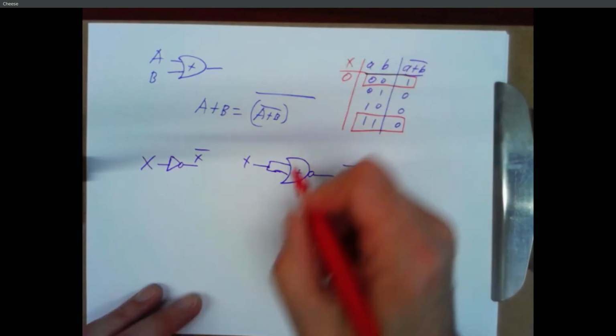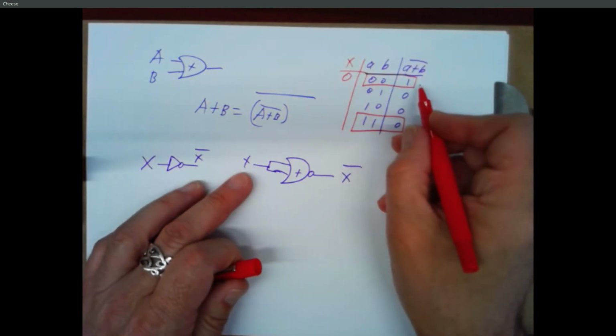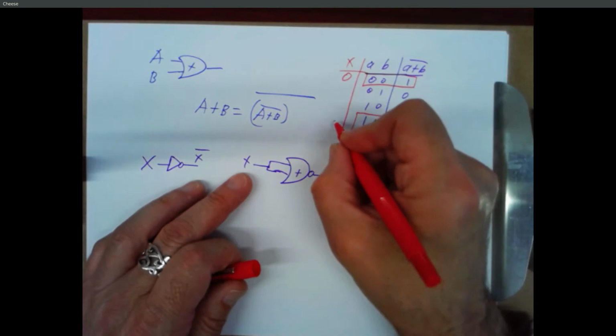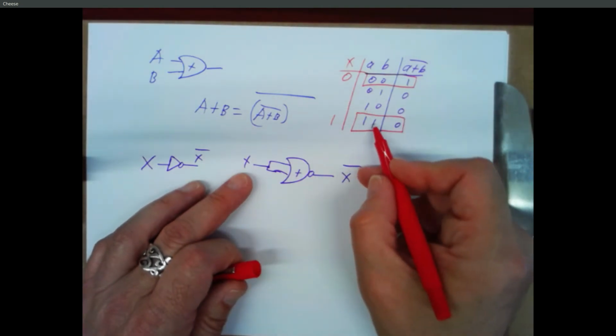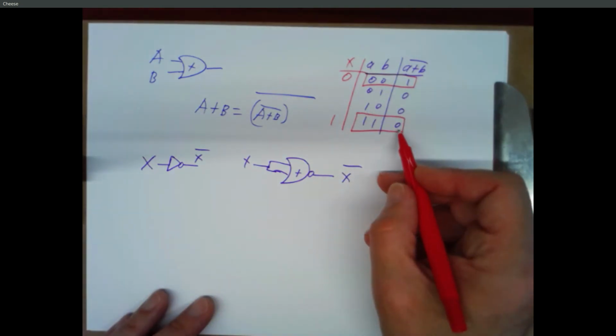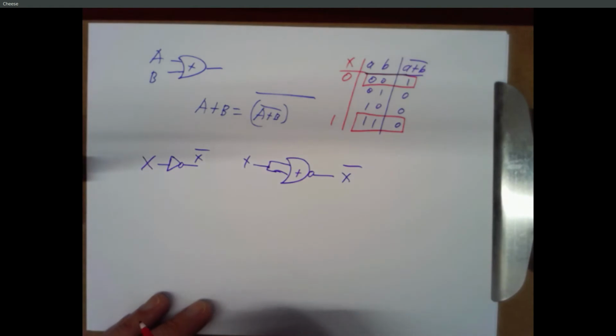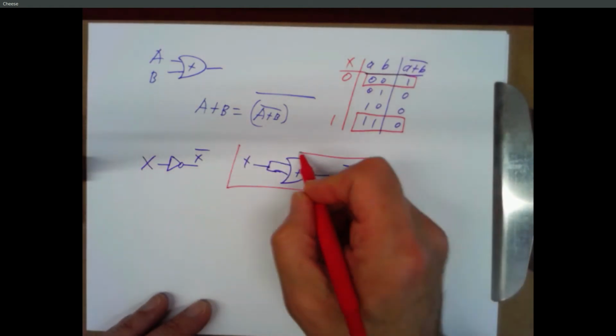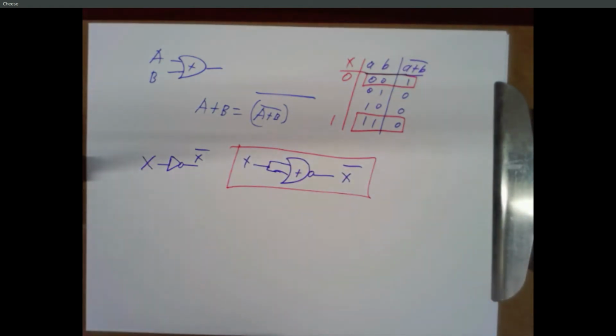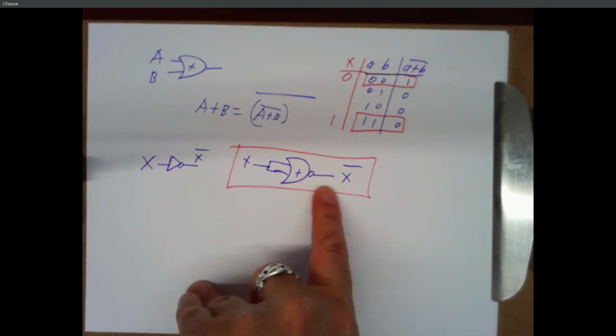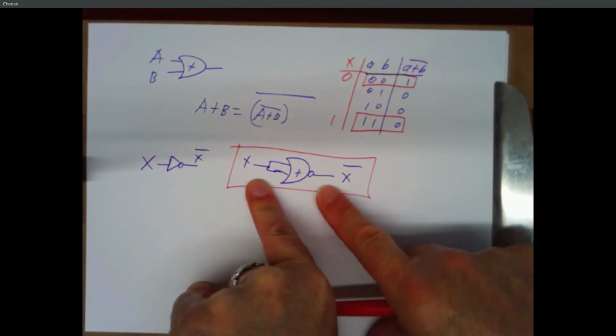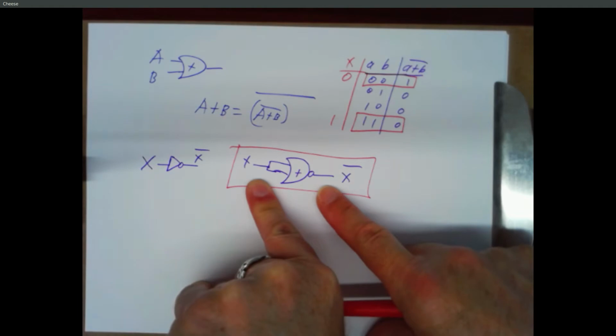And so if X is 0, A and B will be 0, the output of the NOR will be 1. If X is 1, A and B will be 1, the output of the NOR will be 0. So this functions like an inverter, which means if we take a NOR gate and we put this thing on the output, we've turned our NOR into an OR.